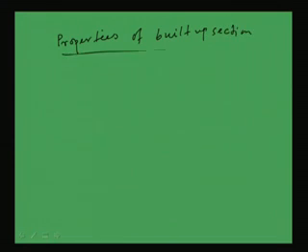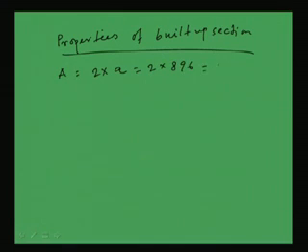So, now we can calculate the properties of the built up section. What will be the cross sectional area of the built up section? That will be simply 2 into A, 2 into the area of the individual section. So, that is 2 into 896, which comes to 1792 millimeter square.